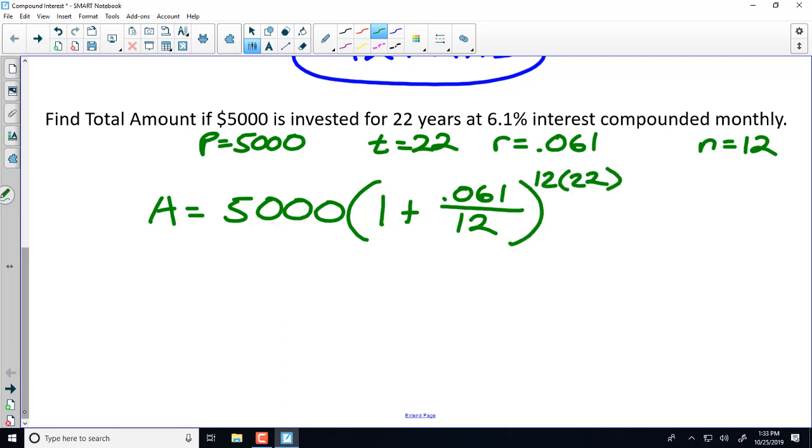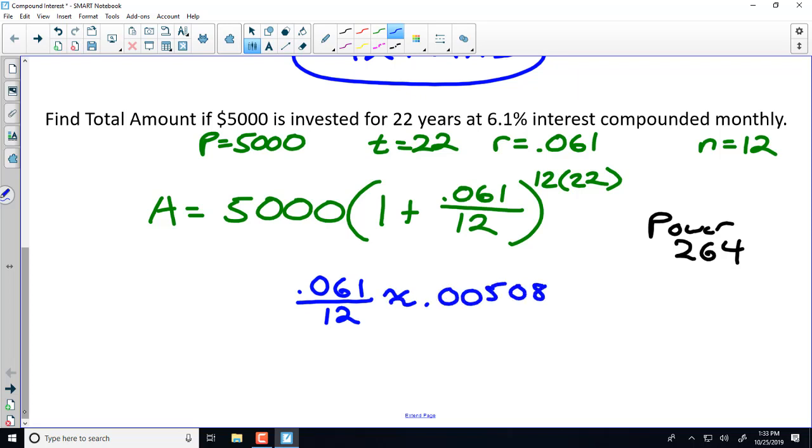Now this one's not going to be quite as pretty, so you're going to want to store numbers in your calculator as you go. You can figure out right off the bat, though, that the exponent you're going to use is 264. And then, working from the inside out, 0.061 divided by 12 is approximately equal to 0.0050833. But don't write down that number. Leave that number stored in your calculator.